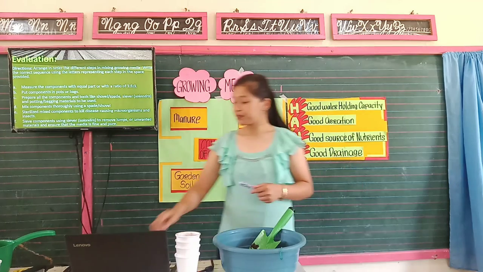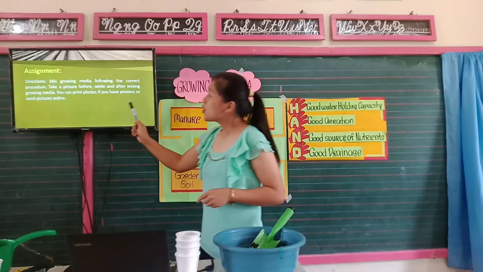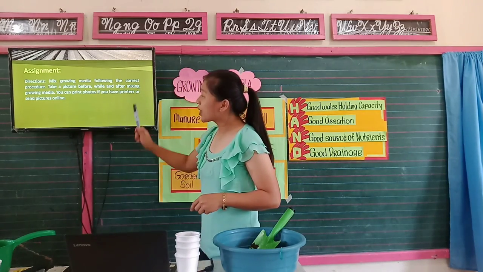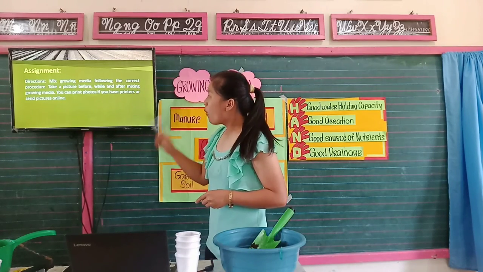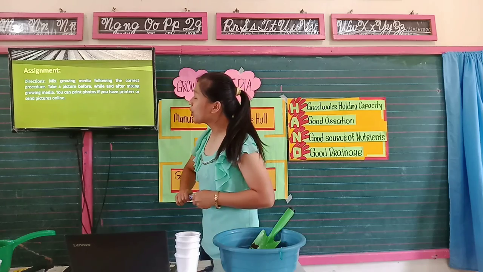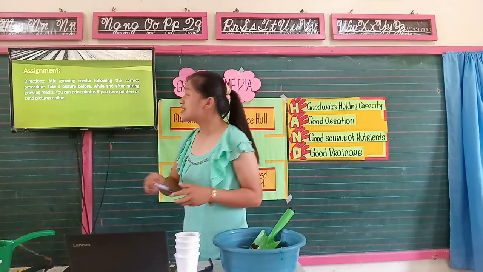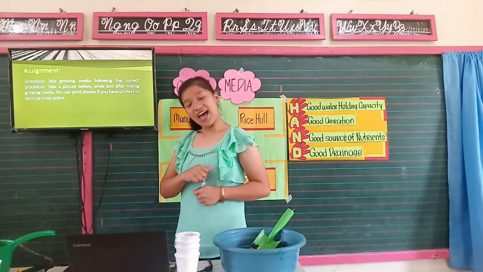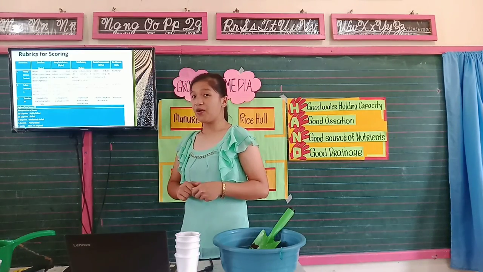Right now, this is your assignment. So, mix growing media following the correct procedure. Take a picture before, while, and after mixing growing media. You can print photos if you have printers or send pictures online. So these are our rubrics for scoring, okay?